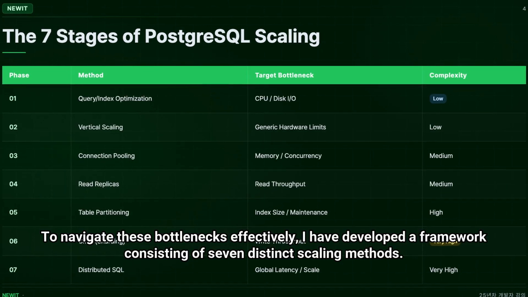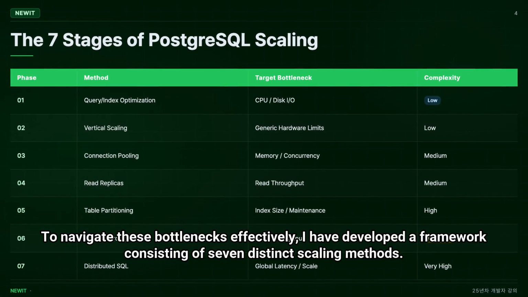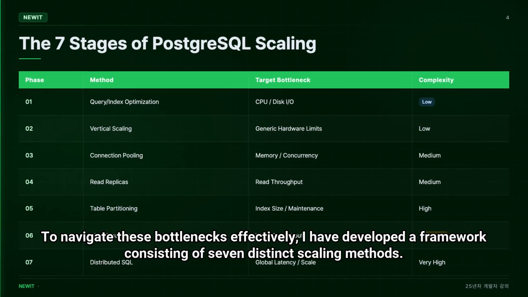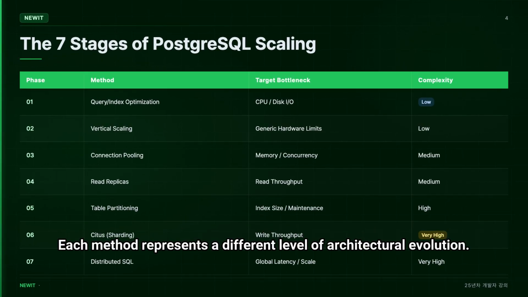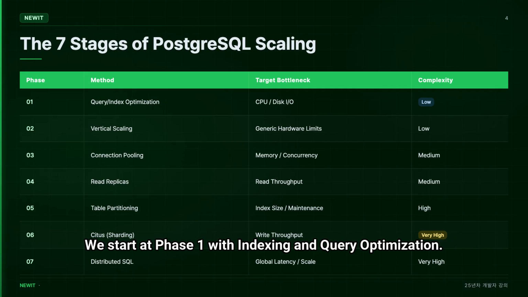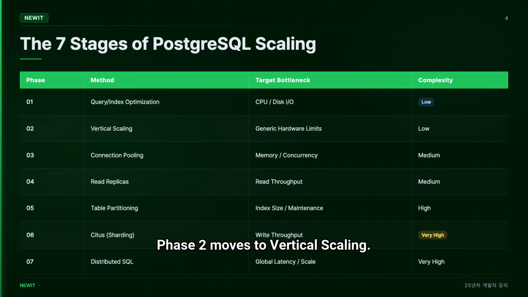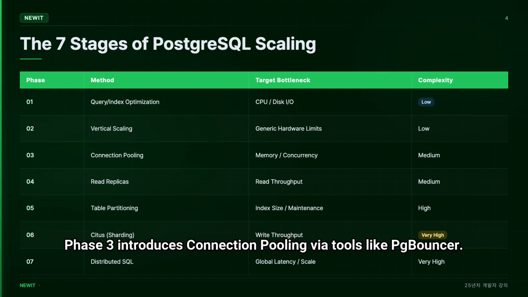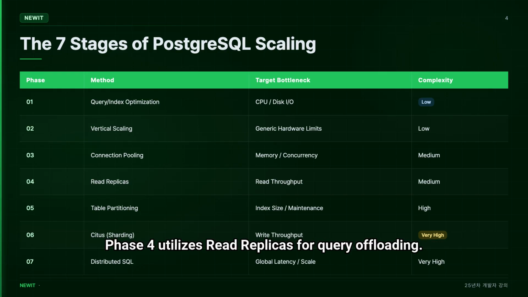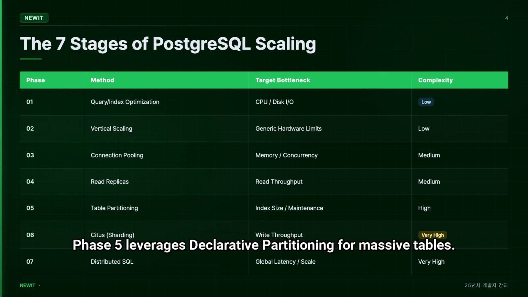To navigate these bottlenecks effectively, I have developed a framework consisting of 7 distinct scaling methods. Each method represents a different level of architectural evolution. We start at phase 1 with indexing and query optimization. Phase 2 moves to vertical scaling. Phase 3 introduces connection pooling via tools like PgBouncer. Phase 4 utilizes read replicas for query offloading.